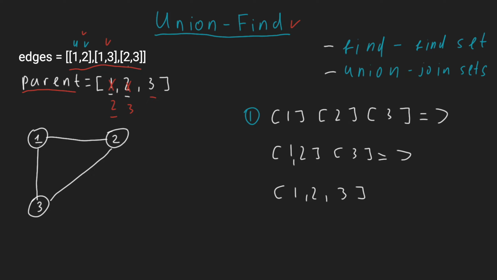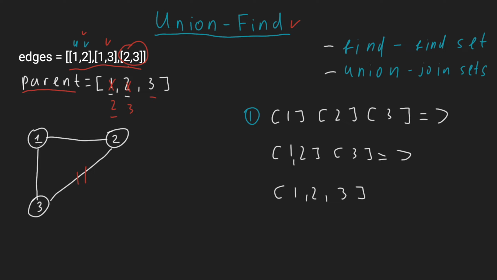We cannot add this edge, because if we add this edge, it will form a cycle. So that's why we are not adding this. We are returning this as a result. If we cannot find any edge, then we are just returning an empty array of integers.